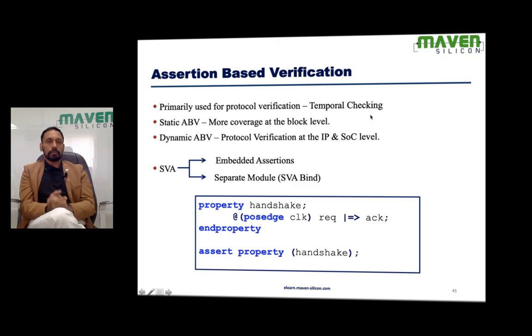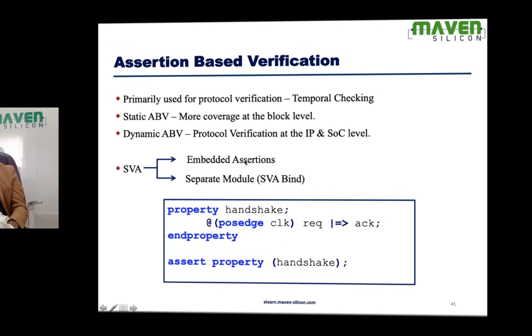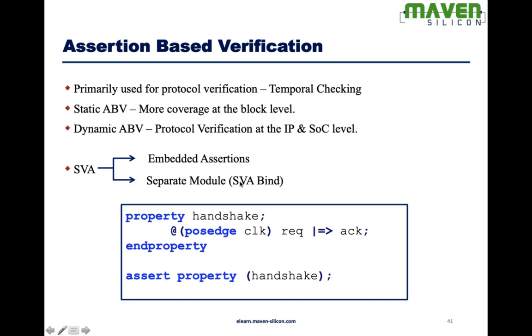The dynamic ABV is based on the standard simulation flow. We need to write a test bench. In addition to the test bench, we also need to write assertions for the interfaces. Also, we can embed the assertions within RTL. So there are two ways we add the assertions into the design. One is we write assertions as embedded assertions, basically as part of the RTL itself, like comments. The other way, we add assertions in a separate module and then connect the module through a bind construct. So that's kind of an assertion unit.